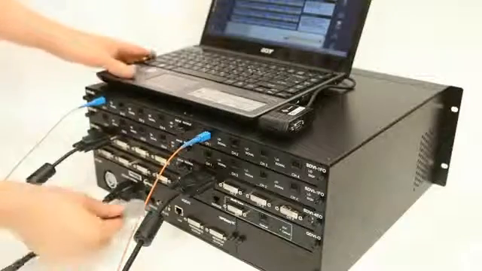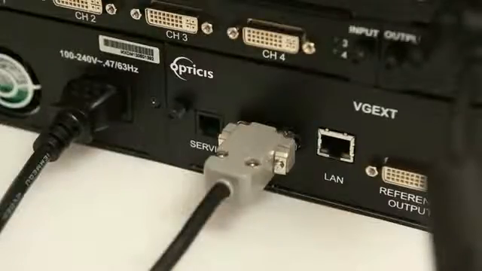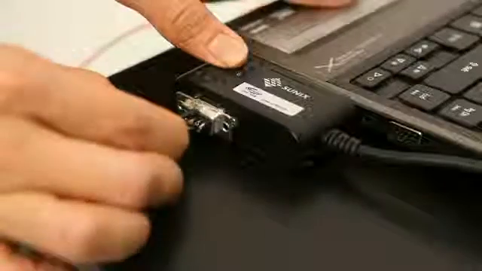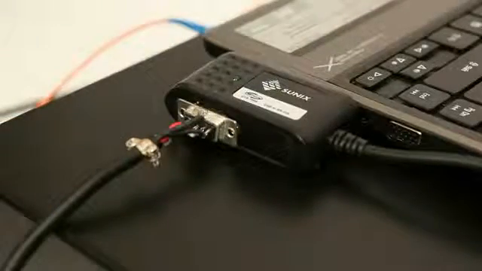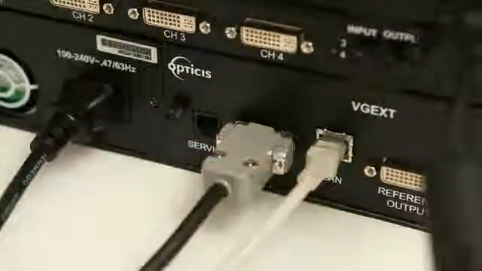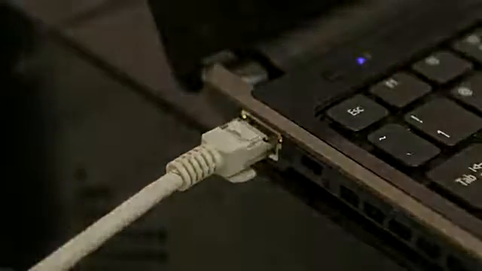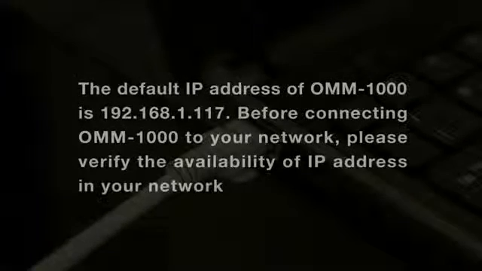In order to control OMM1000 by RS232 or TCP/IP via hyperterminal or telnet, the router shall be connected to PC with RS232 cable or LAN cable with RJ45 connector. The default IP address of OMM1000 is 192.168.1.117. Before connecting OMM1000 to your network, please verify the availability of IP address in your network.